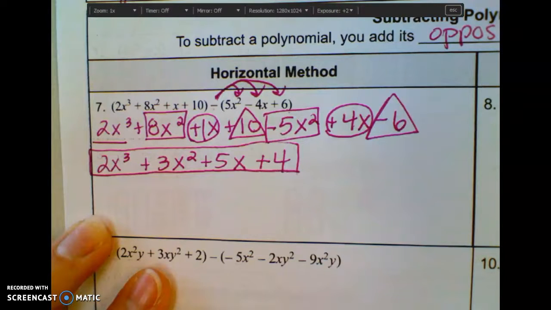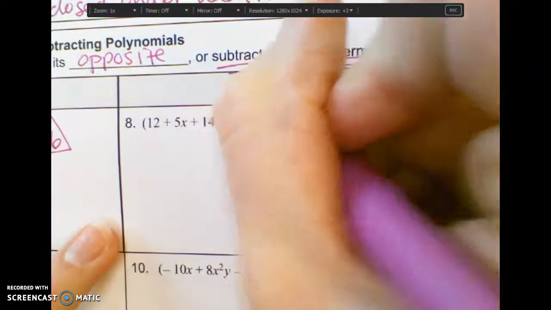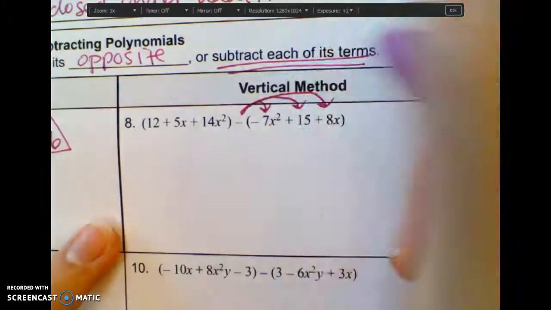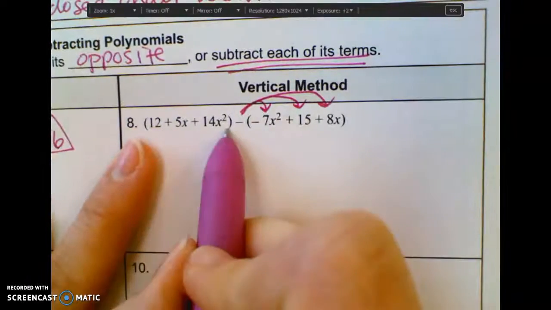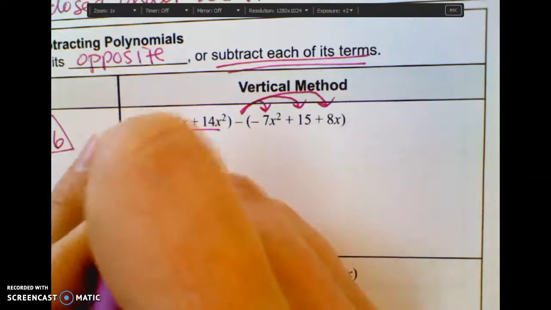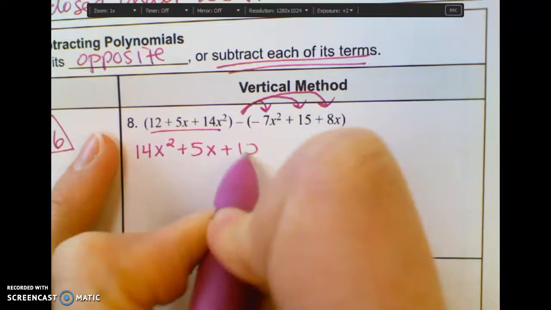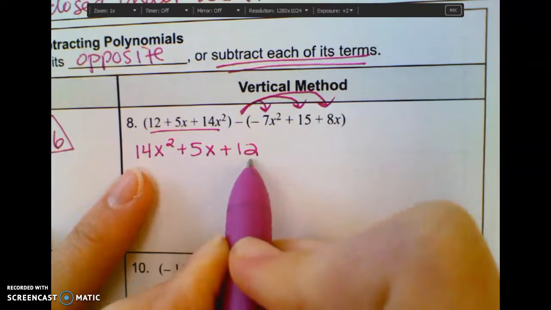There's the horizontal method. Now let's look at the vertical method. The first step you still have to do is distributing that negative or that minus sign. So let's go ahead and start with this one. We're going to go ahead and write this one out in standard form. So 14x squared plus 5x plus 12. We're just rewriting it in standard form.